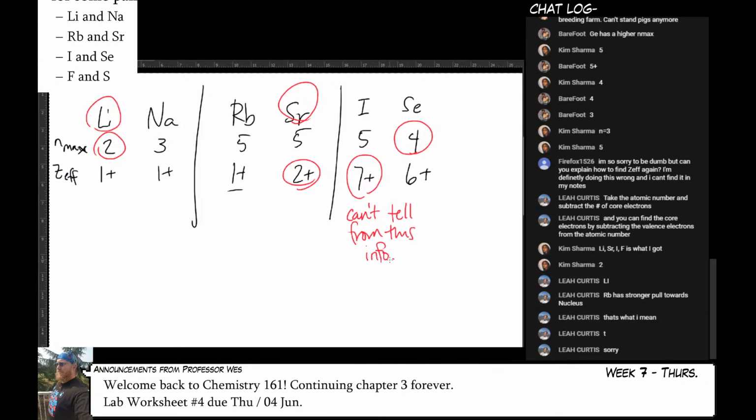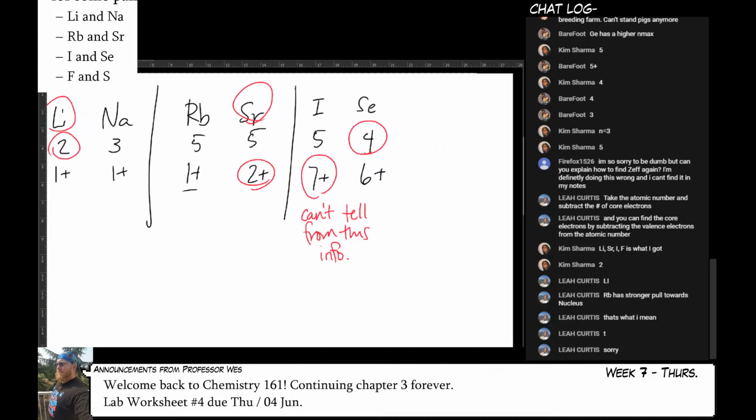So if you get in a situation where one detail indicates one element and another detail indicates the other, it's not possible to differentiate the answer without just looking it up. You have to actually do the experiment. Or you need more criteria. So this is the impossible one. And the impossible one happens because N max supports selenium, but Z effective supports iodine. And it's not possible for us to differentiate that without going into more detail.